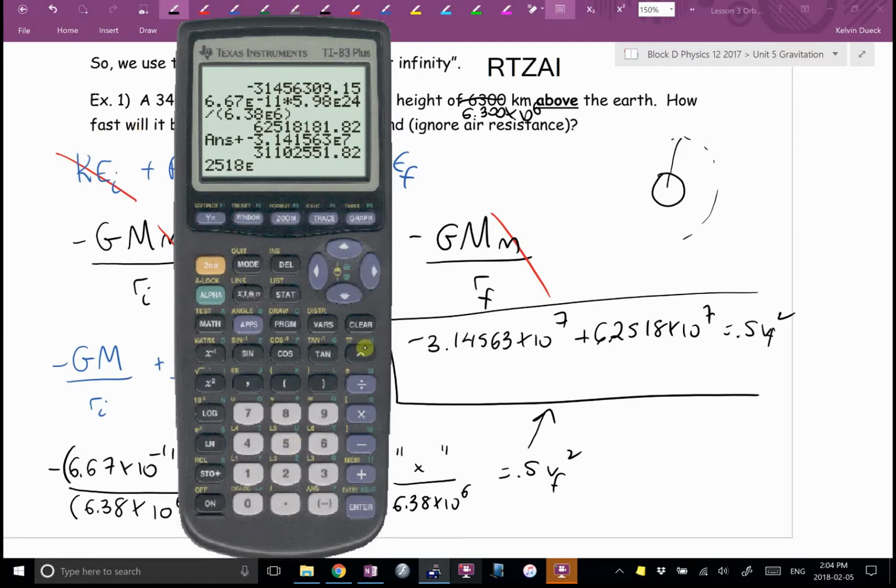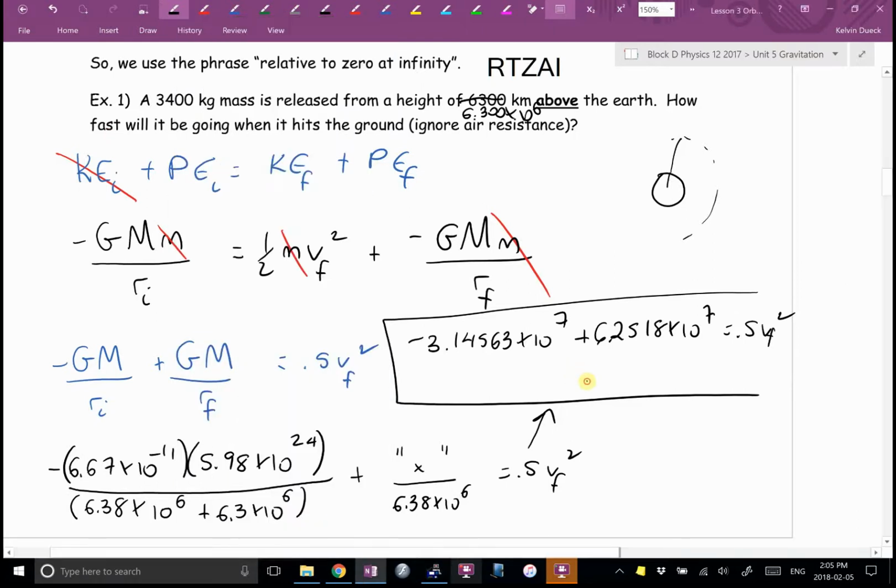6.2518 scientific notation 7 plus negative 3.14563 scientific notation button 7. Now I've rounded off, so my first few digits should match yours. Yes? Yeah. That equals a half v squared. Now how will I get the v by itself? Divide by 0.5 or times by 2. Square root. 788, 78, 80.